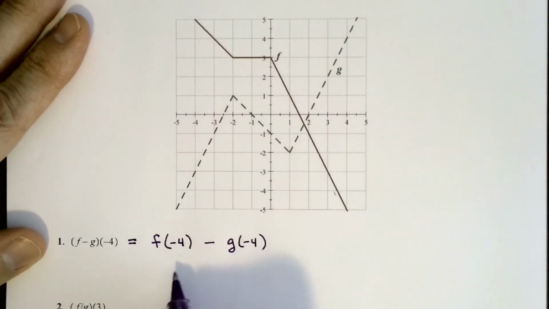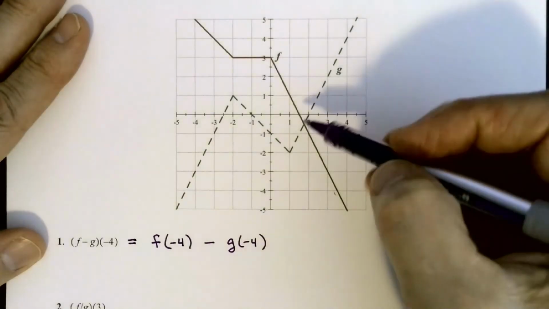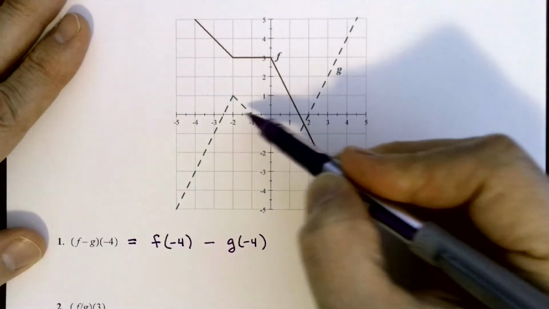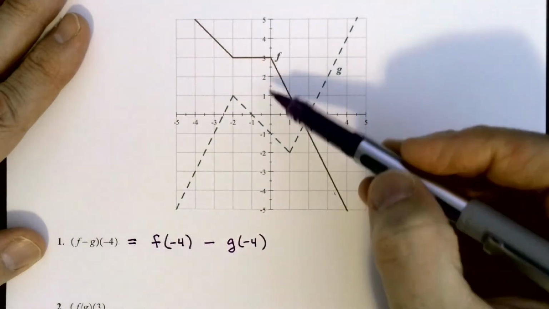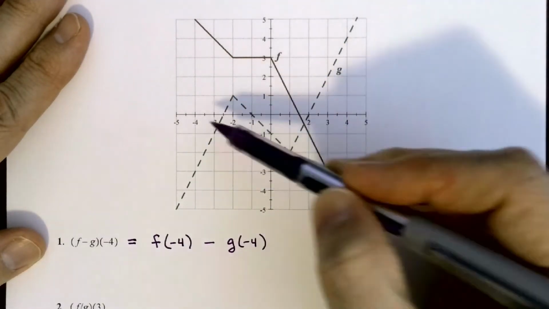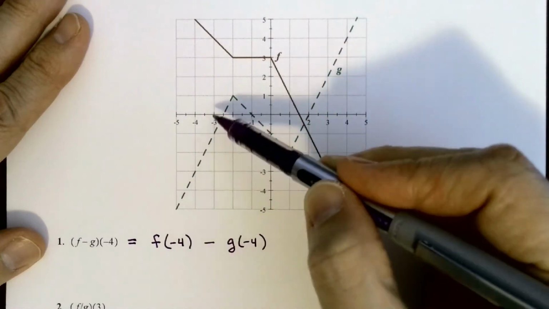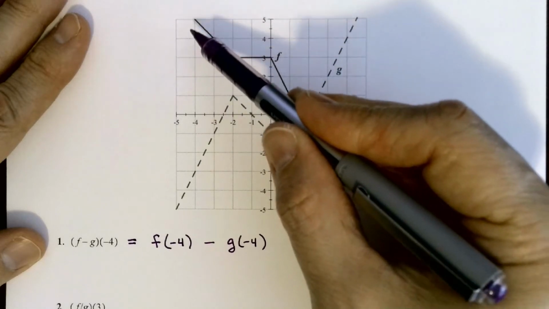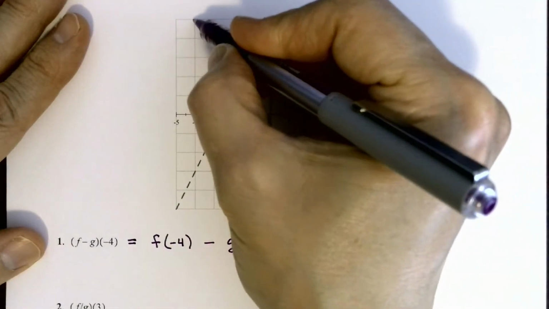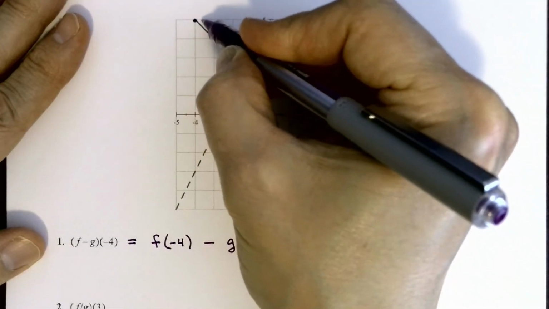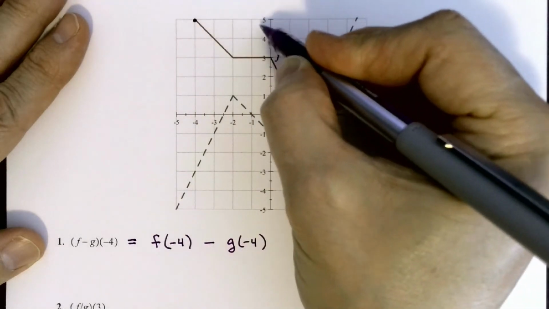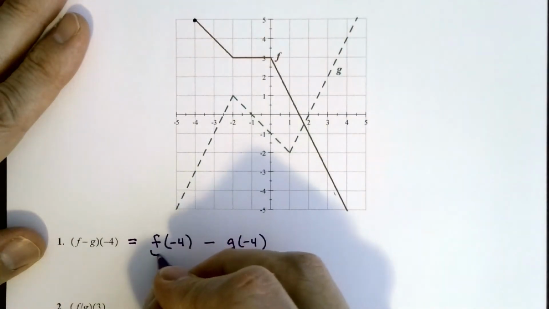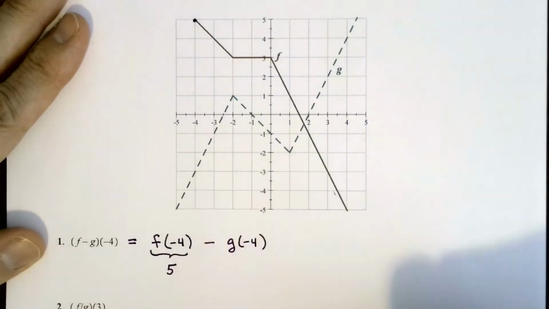How do we find f of negative 4? Well, remember, the inputs are along the x-axis, the horizontal axis. The outputs are along the y-axis. So I go to where the input x is negative 4, and for the function f, I go up to the solid line. This point right here is on the graph, and what's the y-coordinate of that point? 5. That tells me input negative 4, output 5. So f of negative 4 is 5.